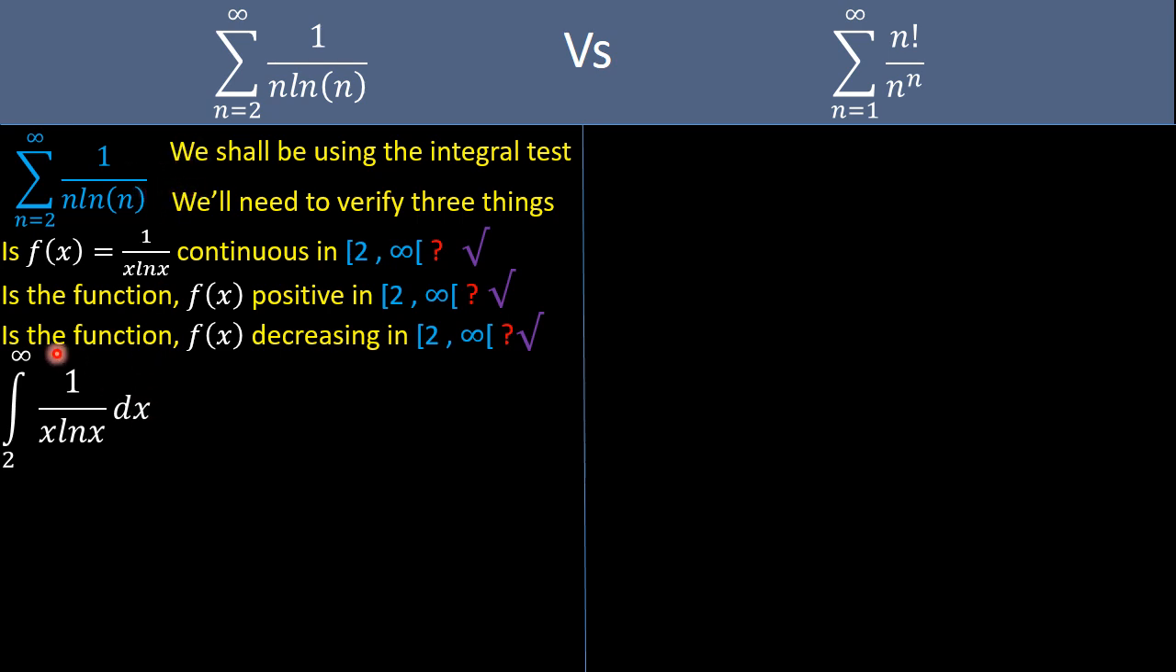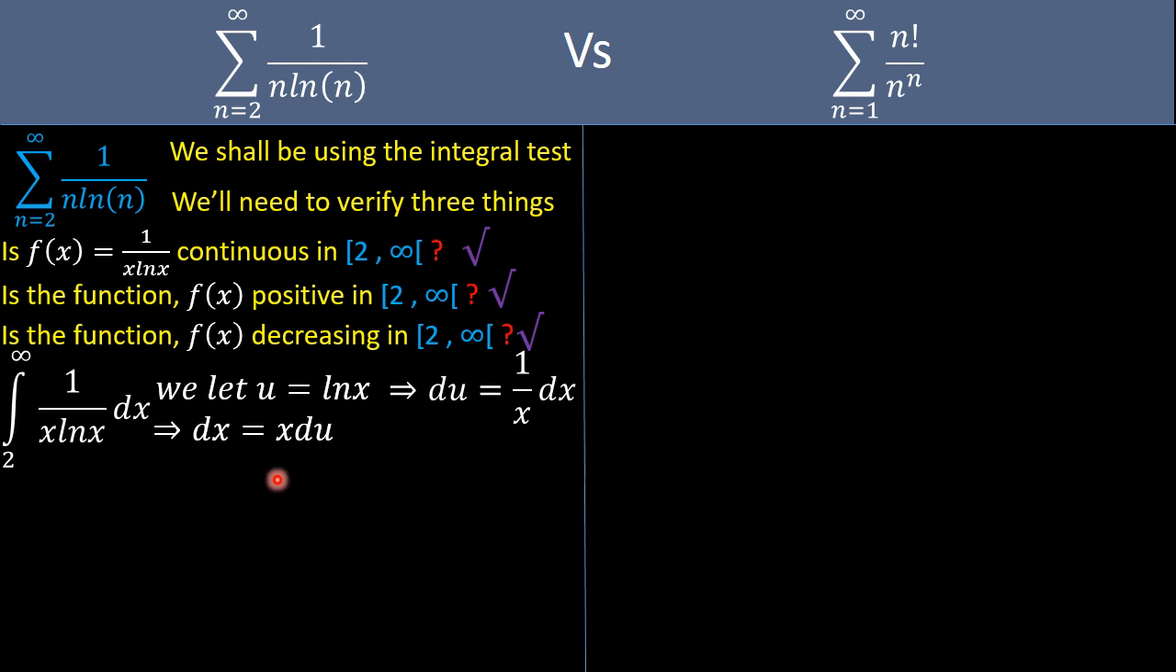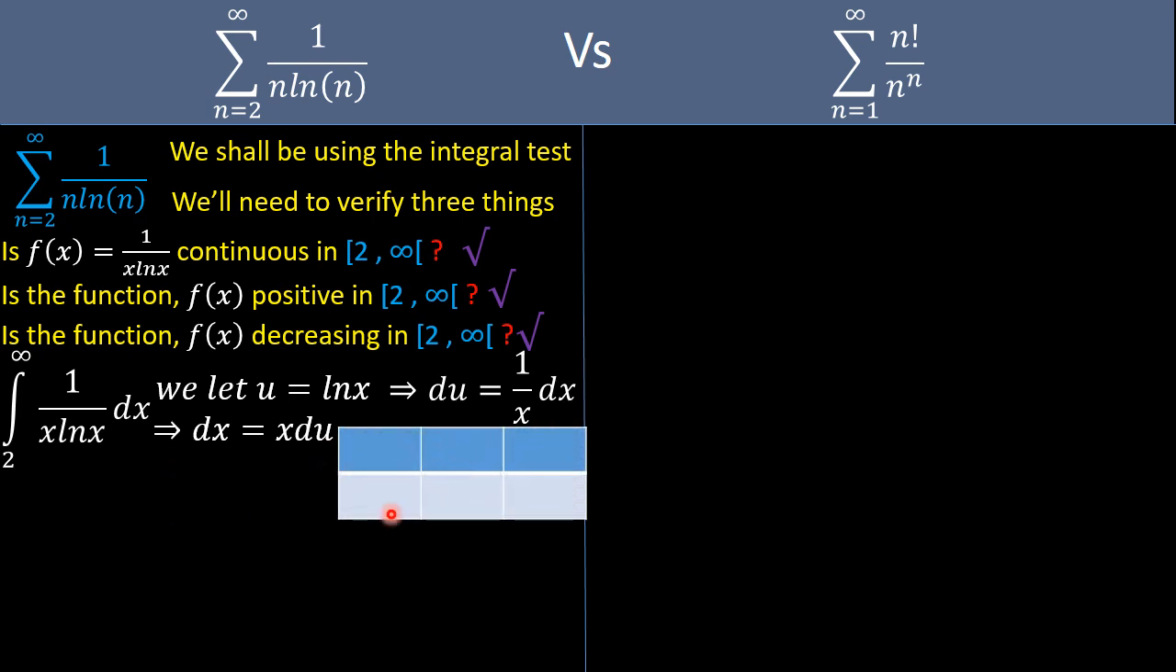In this case, we are going to let u be the natural log of x. That implies du/dx gives us 1 over x. If we make dx the subject by multiplying all through by x, we have dx equal to x du. Now we are going to change from the x world to the u world. We set up a table with the x values and the u values. Keep in mind that 2 and infinity are our x values.